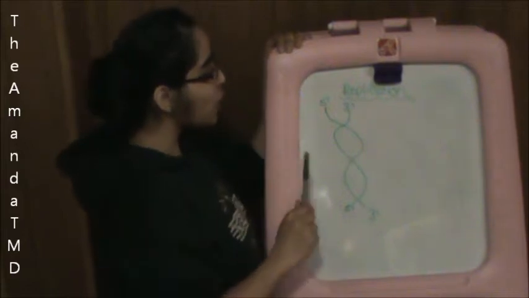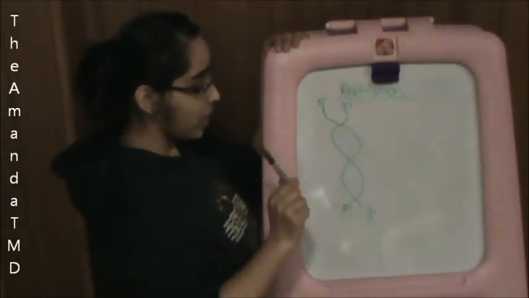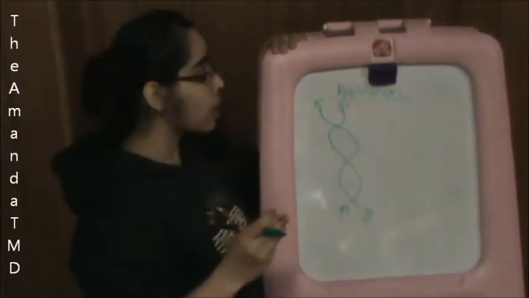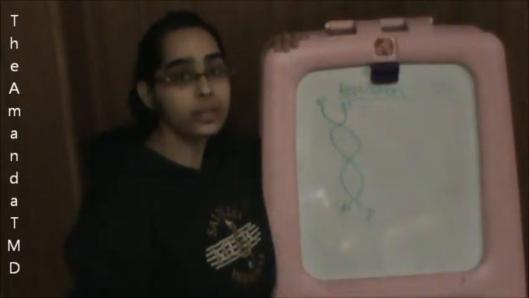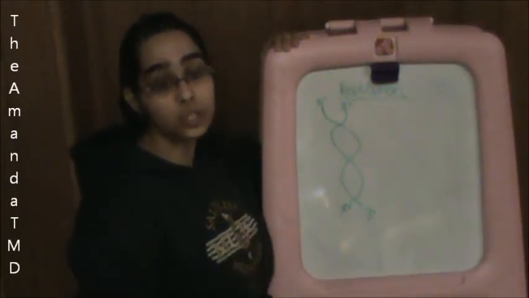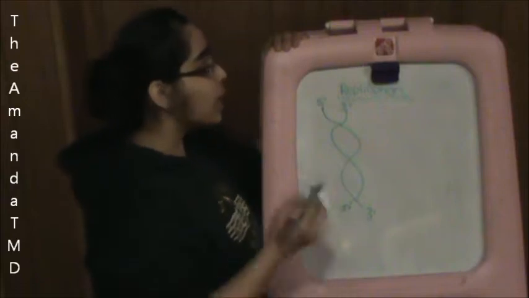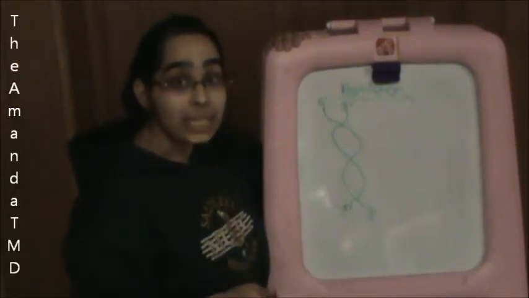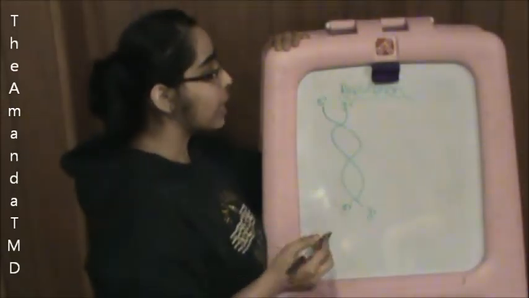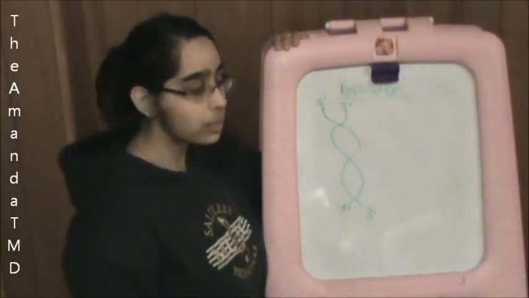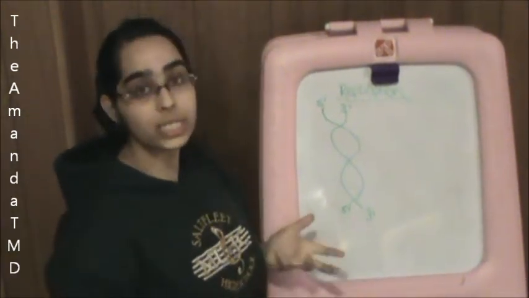Okay, so this double helix actually has a lot of information in it. It's your genetic information which determines you from one person to another. The process of remaking this DNA is called replication. Replication is when you duplicate your DNA.